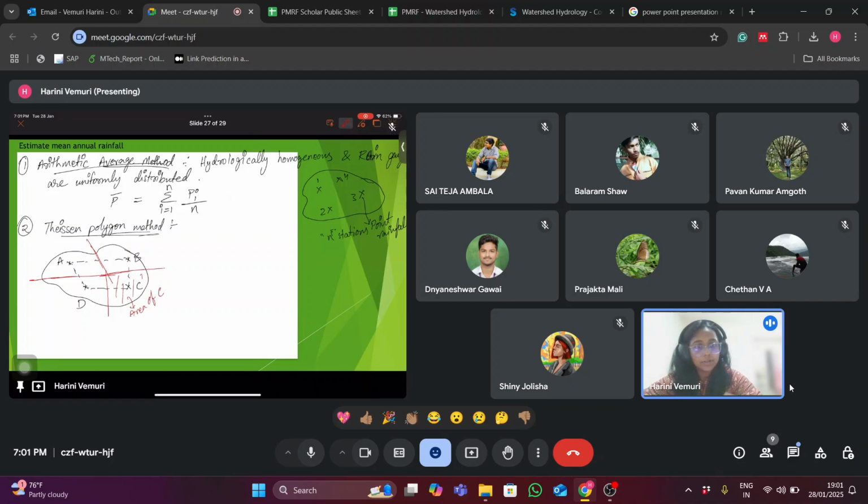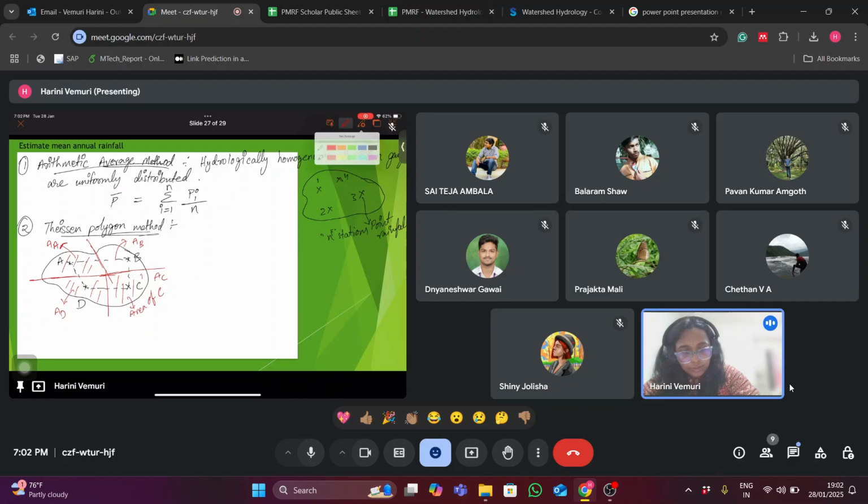That means C has more influence; whatever rainfall data is recorded at station C is more accurate for this area. And similarly, we can find the areas of each section. Okay. Suppose this is area AB, AC, AD, and AA.